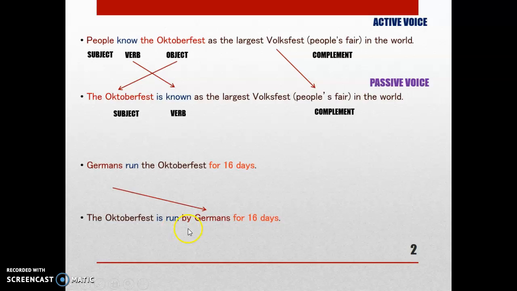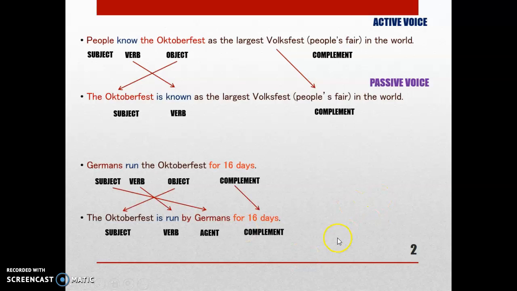And in this case, I have included the agent. In the original sentence, Germans was the subject, but in the new version, it becomes the agent, the person or people who performs the action, introduced by the word by, Germans. And finally, the complement as final element of my sentence.